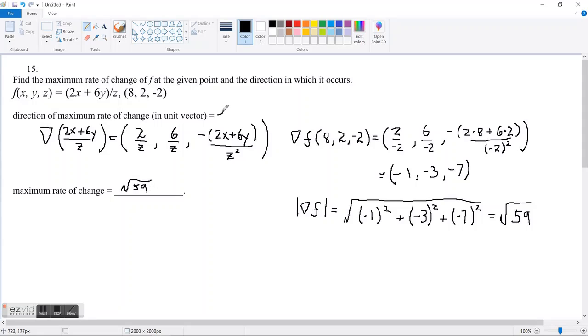So that's the length of the gradient vector, so that is the maximum rate of change, and it's also what we need in order to convert our gradient vector into a unit vector, or in other words, to calculate a unit vector pointing in the same direction. So dividing the vector means multiplying it by 1 over the square root of 59 and bringing that in and multiplying each component by 1 over square root of 59. And then we're done. We have both the maximum rate of change and the direction in which it occurs.